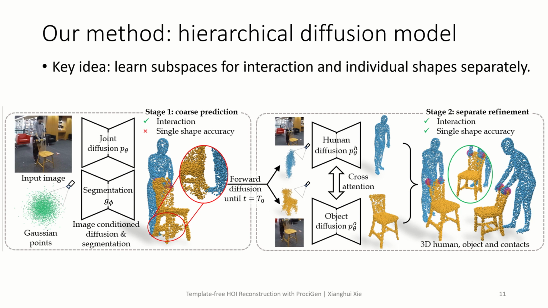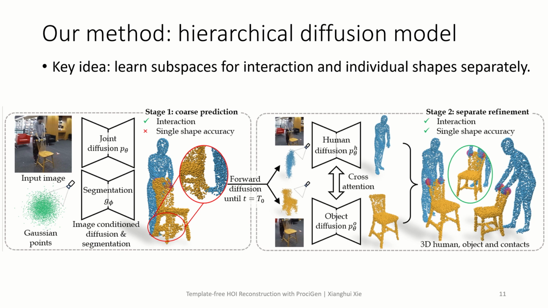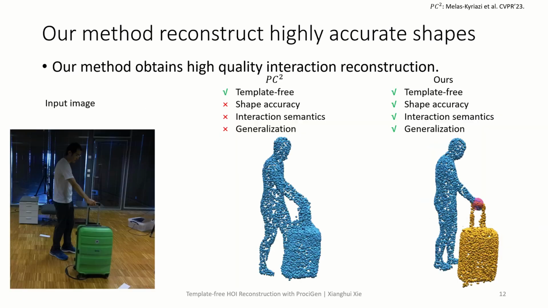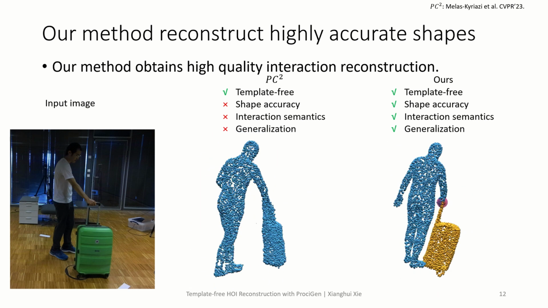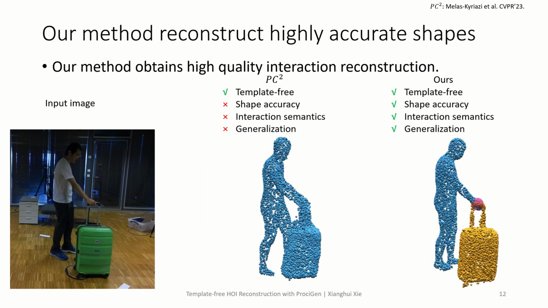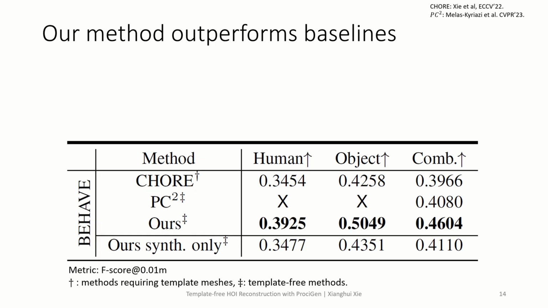Our key idea is to learn subspaces for interaction and individual shapes separately. We first use one network to predict global human and object with segmentation. We then use two separate networks to predict human and object separately. Our method allows us to obtain high-quality interaction reconstruction without any template meshes. Here we show more results from our method.